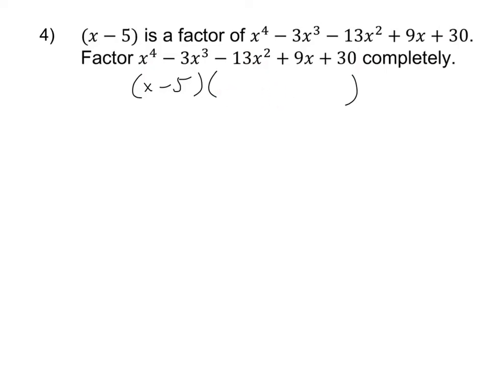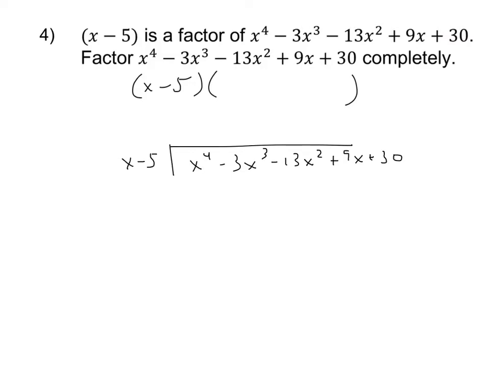All right, welcome back. To save time in this video, I'm not actually going to do the division. But what you should have done was this: x to the fourth minus 3x cubed minus 13x squared plus 9x plus 30. And if you divide that by x minus 5, what you should end up with is this. You should end up with x cubed plus 2x squared minus 3x minus 6.